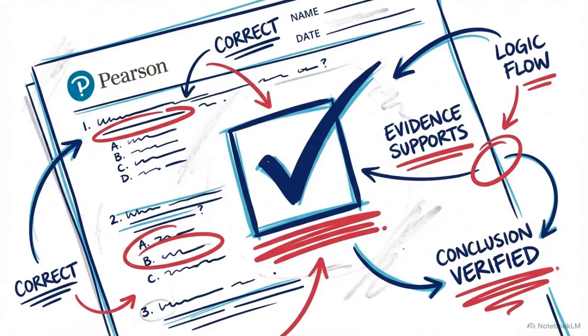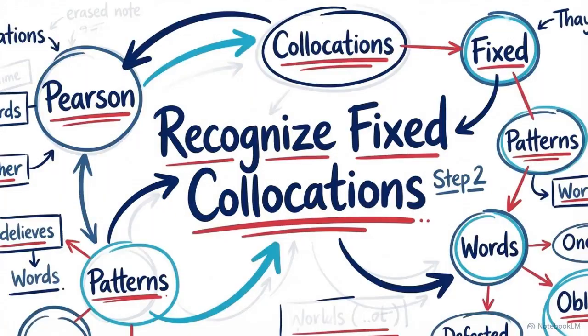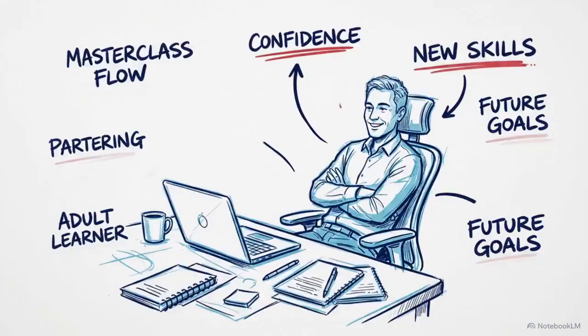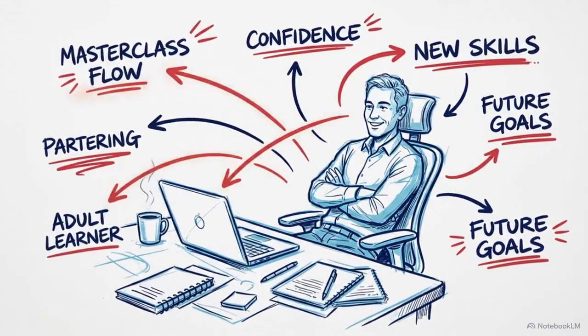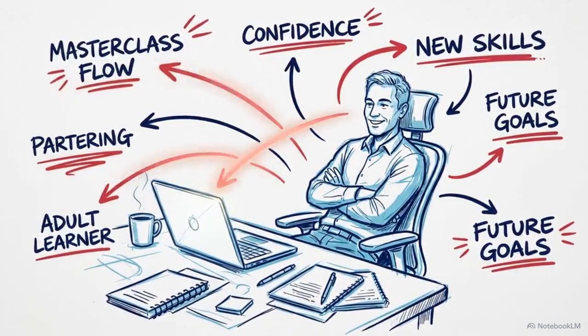We arrived at these answers by identifying parts of speech, recognizing fixed collocations, and scanning for timeline indicators. Adopting this rule-based approach provides a repeatable method for navigating the PTE reading section and arriving at the correct results.